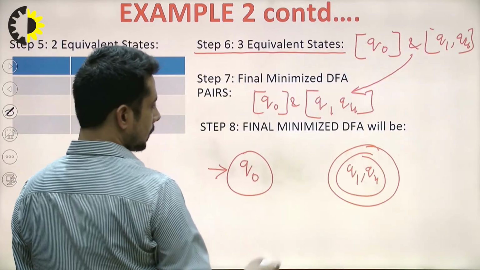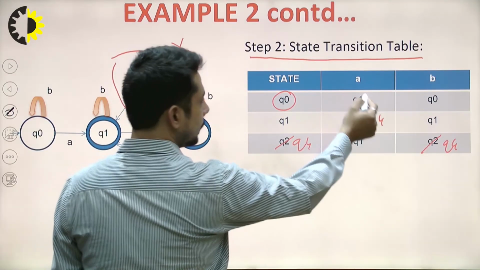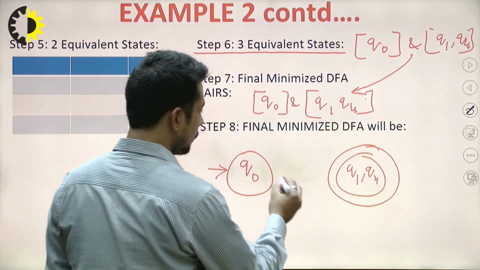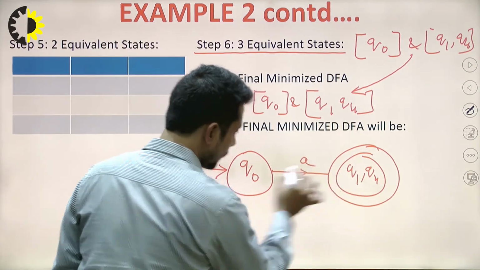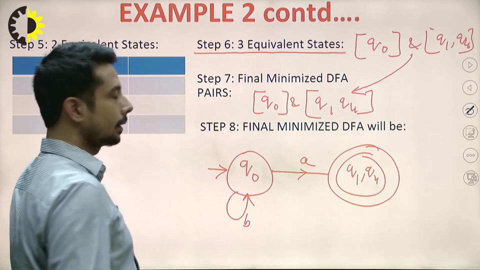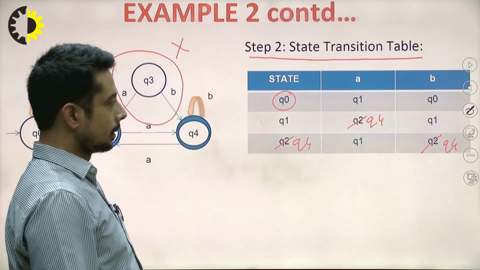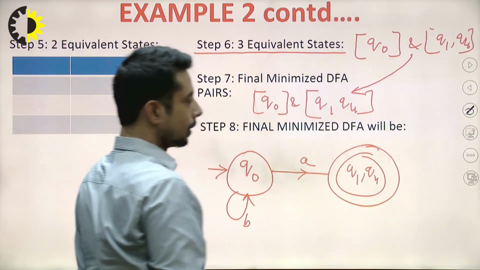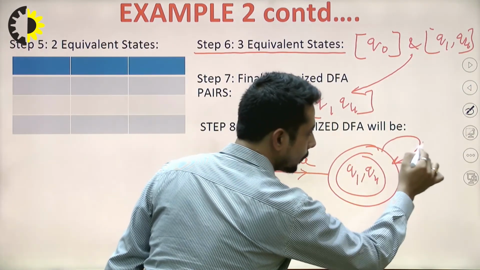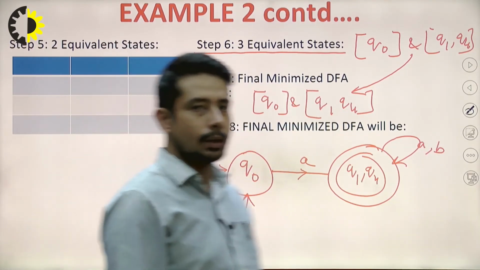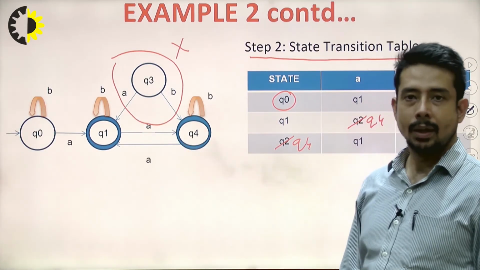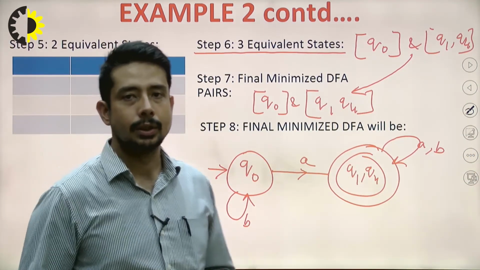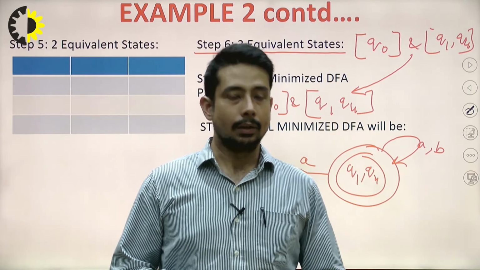Q0 on seeing A is going to Q1, and on seeing B it is going to Q0, correct? Therefore, Q0 on seeing A it is going to Q1, and on seeing B it is going back to itself, correct? Now if you look into Q1 and Q4, on seeing A it is going back to Q1 Q4, on seeing B it is going back to Q1 Q4. Therefore, it will be nothing but a self loop where A comma B will be the transition. Now, what was the initial diagram? Initial diagram was this one. After minimizing, what's the diagram I got? This one.